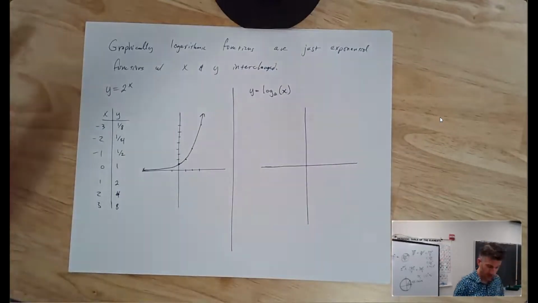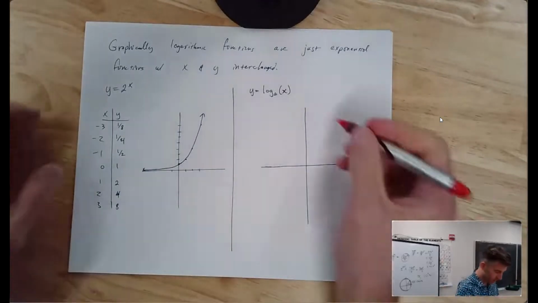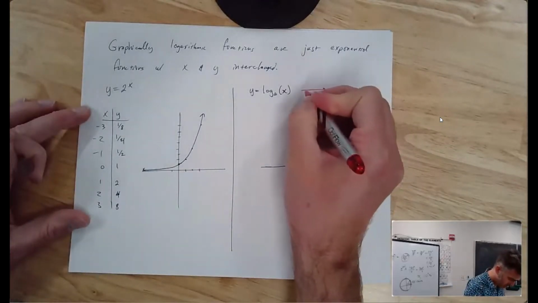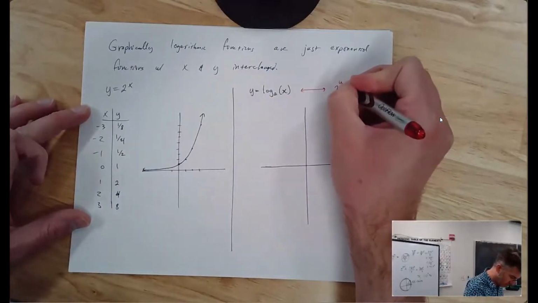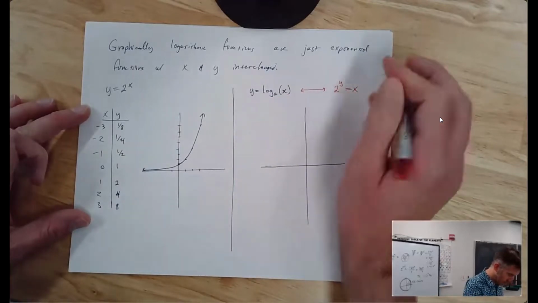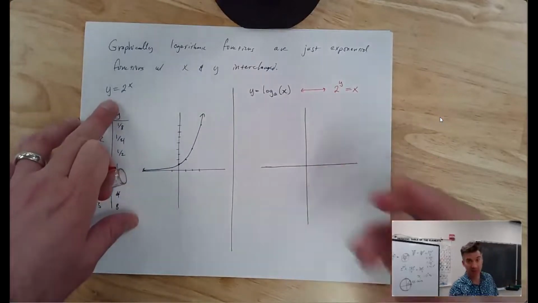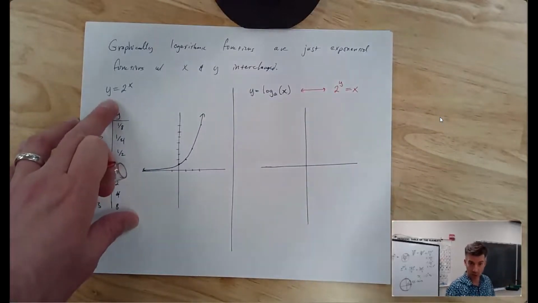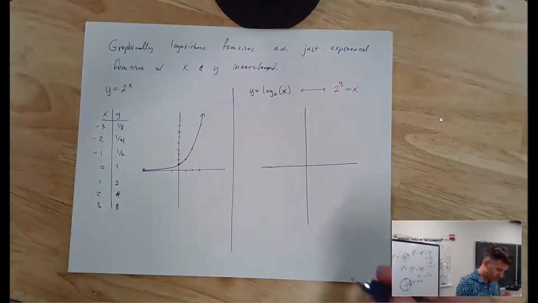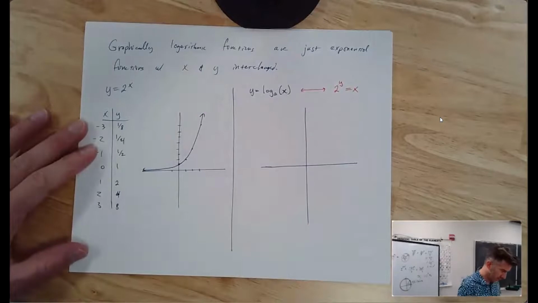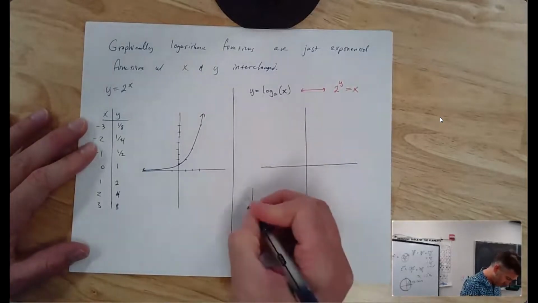And I should point out, you could rewrite this if you wanted to. You could rewrite this as 2 raised to the y power equals x, which is just that with x and y interchanged. So it literally is the inverse function. We can also plot points.